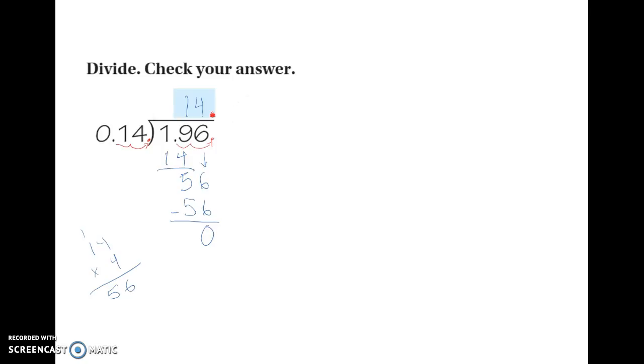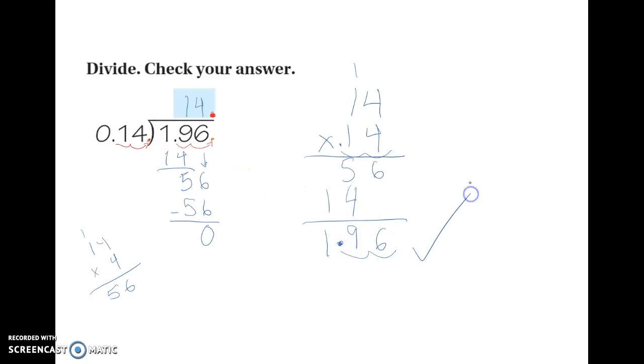Cool. So I have to do 14 times 0.14 and see if the answer equals 1.96. So go ahead. 4 times 4 is 16. 1 times 4 is 4, plus the 1 is 5. 1 times 1 is 1. 6, 9, 1. Then I check: I have 2 places in the problem, so I need 2 in my answer, and sure enough, that checks out.